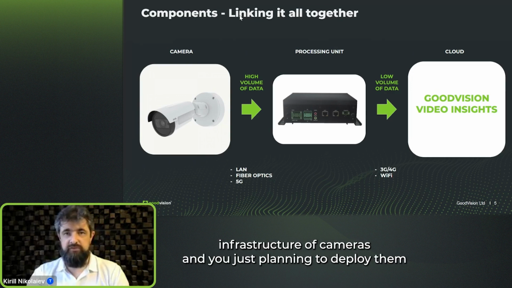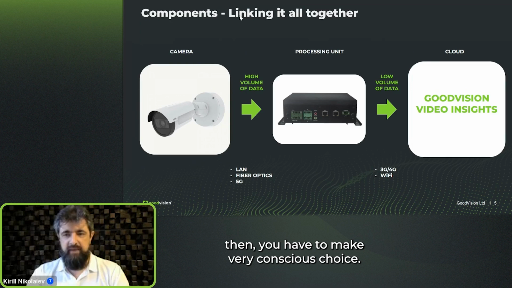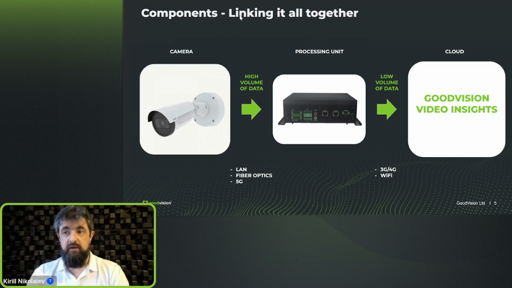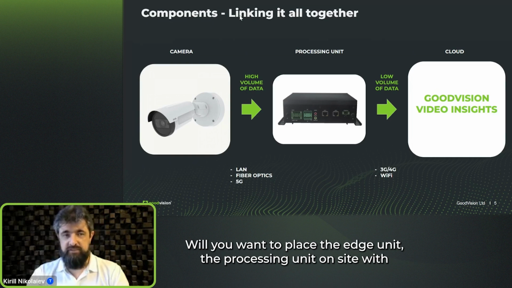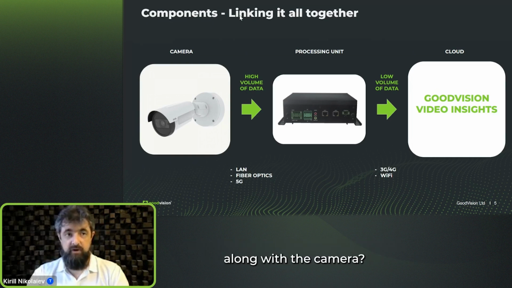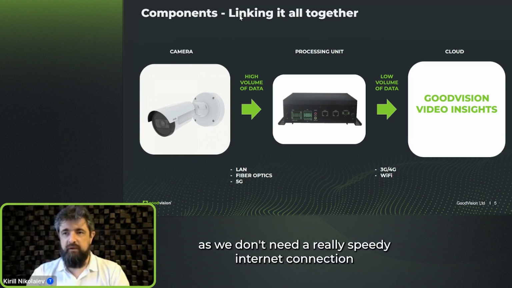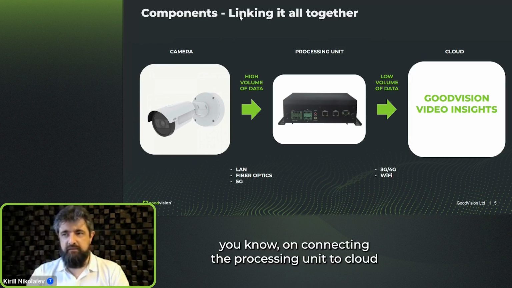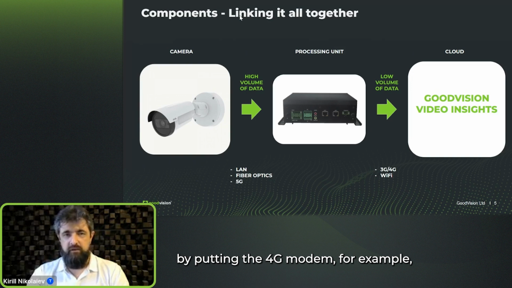If you don't have infrastructure of cameras and you're just planning to deploy them, then you have to make a very conscious choice about what type of connection you will need. Will you want to place the edge unit, the processing unit, on site along with the camera? In this case, as we don't need a really speedy internet connection between the processing unit and cloud, you can save on connecting the processing unit to cloud by putting in a 4G modem, for example, or using Wi-Fi if possible.